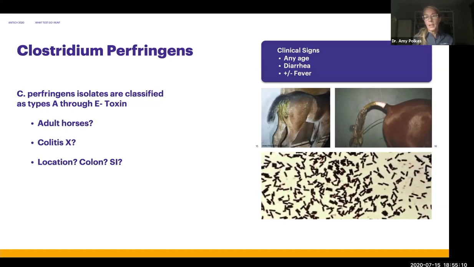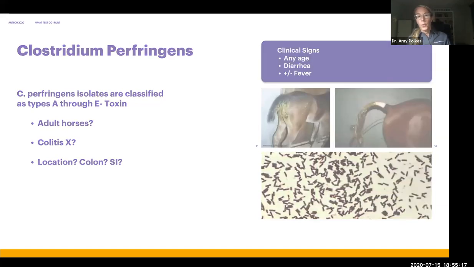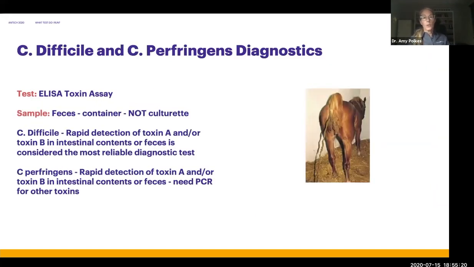So although I really think about Clostridium perfringens much more in a foal, it certainly can cause problems in an adult horse as well. So how are we going to diagnose this? The ELISA toxin assay, and this is really important, is that you need feces in a container, not a culturette. Back to some of the sample handling problems that we encounter: sometimes people, because it's a fecal, are thinking culturette, et cetera, that sometimes we get samples that are submitted in a culturette, but we need just a fecal sample.